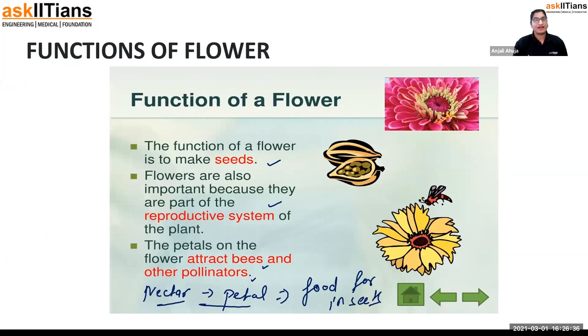While the insect comes here, it will suck the nectar. Pollens are present on the male reproductive part. Pollen will be attached to their body. And then when they move to another flower, that pollen comes there. It's a natural way, not an artificial way. It is stuck to their body and then they go.